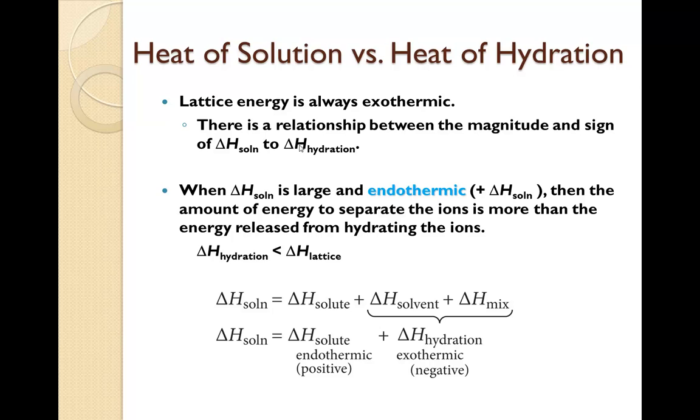When the heat of solution is large and endothermic, in other words, the delta H is positive for the solution, then the amount of energy to separate the ions is more than the energy released from hydrating the ions. The hydration energy is less than the lattice energy. When we look here, the delta H of the solute is an endothermic process. The lattice energy is endothermic. The solvent and mixture added together is the exothermic process.